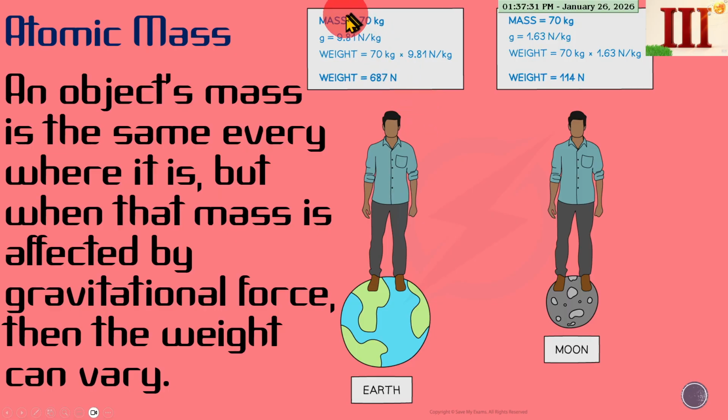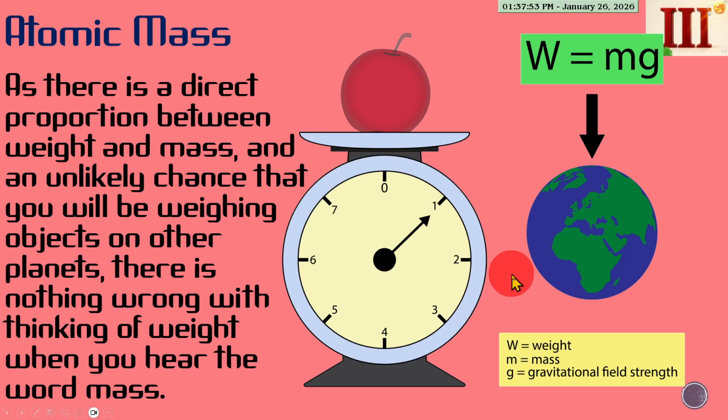As you consider this, the mass for the same man is 70 kilograms on both the moon and the Earth, but the gravitational force is different. On Earth it is 9.81 newtons. On the moon, it's only 1.63 newtons. So that means this man weighs 687 newtons on the Earth, but only 114 newtons on the moon.